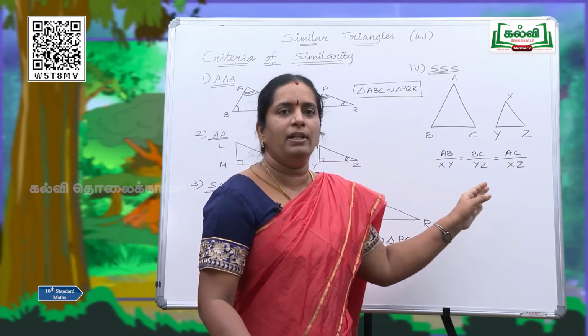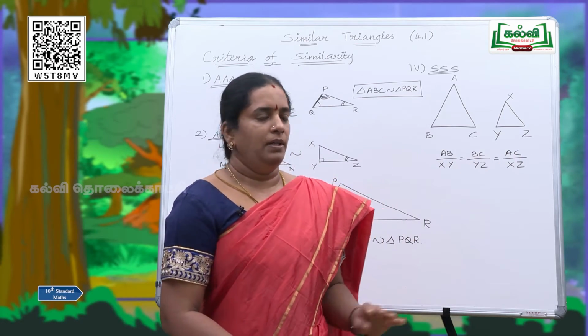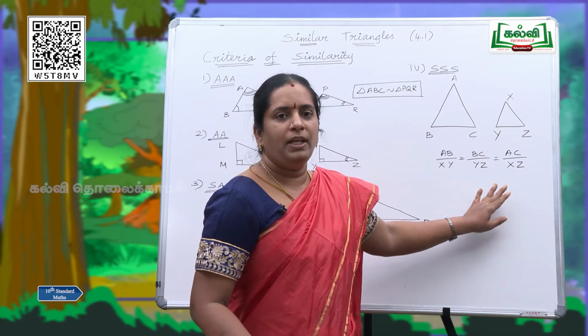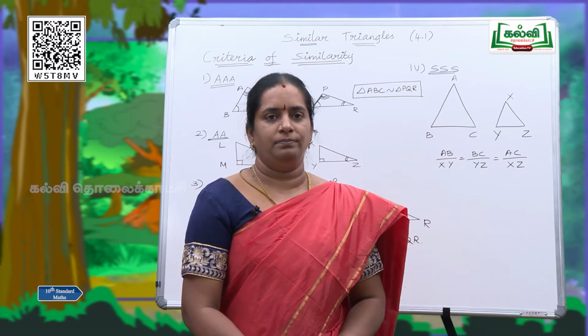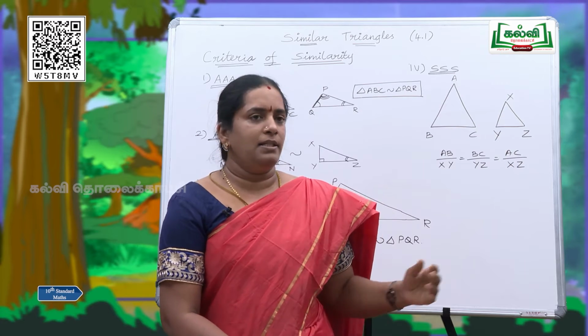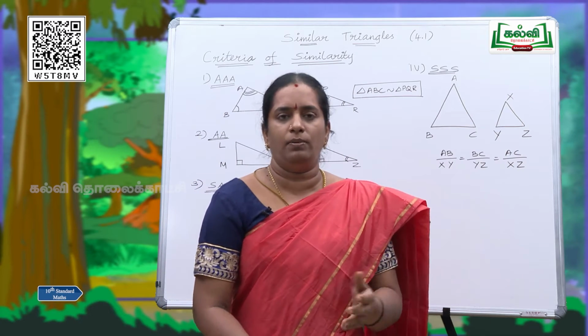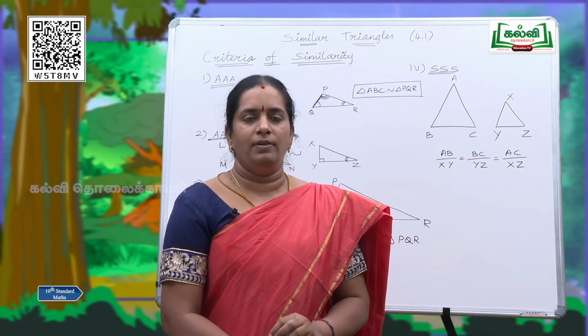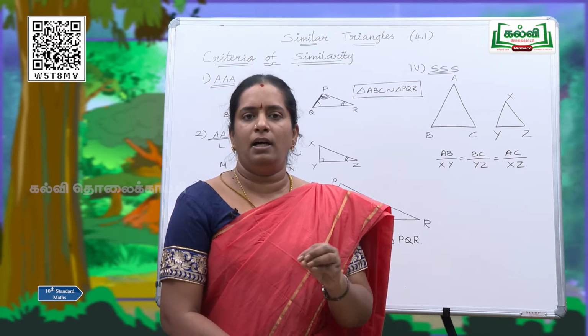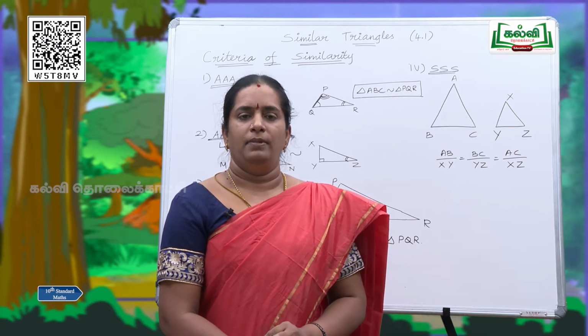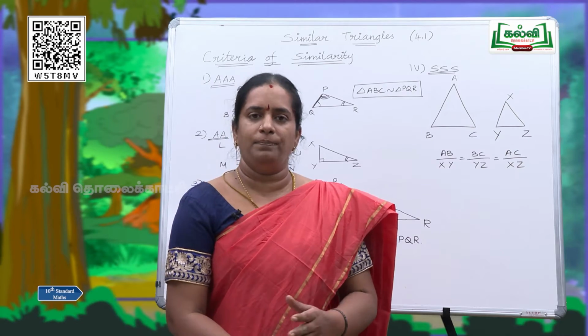So the proportion will come at 1. But for similar triangles, it will not be equal to 1. So we can say that since all the ratios in the congruence also are equal, we will say that congruent triangles are similar, but not all similar triangles are congruent.